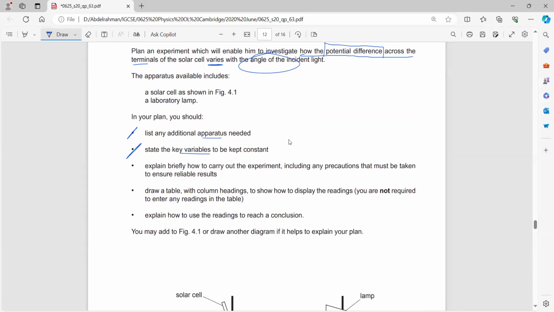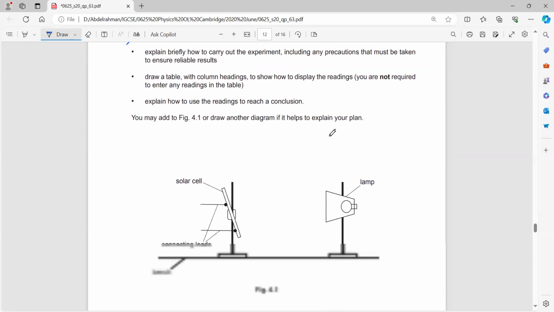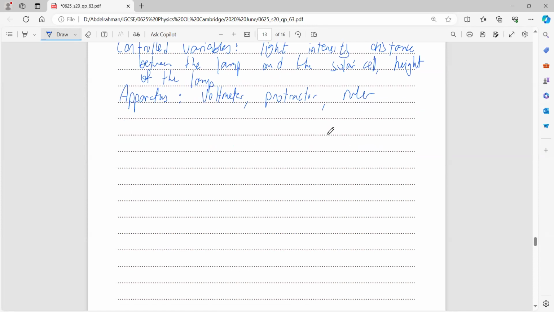Explain briefly. Use the table and conclusion. What is the method? What are the steps that I will do? For example, connect leads to the solar cell and the lamp, position the lamp at the correct angle of incidence, and measure the voltage produced at a certain angle of incidence.